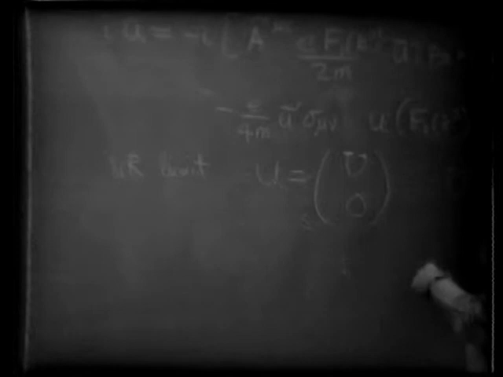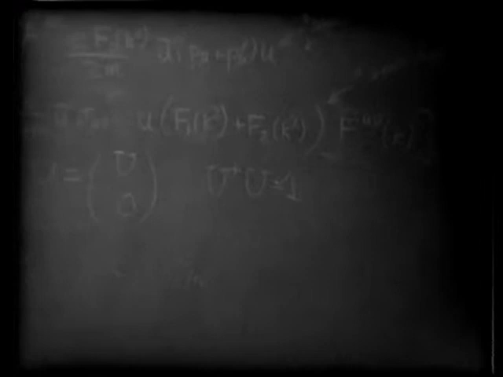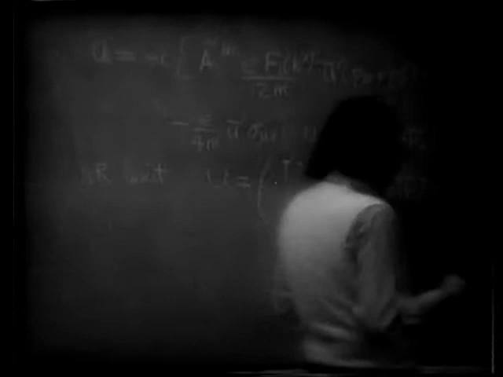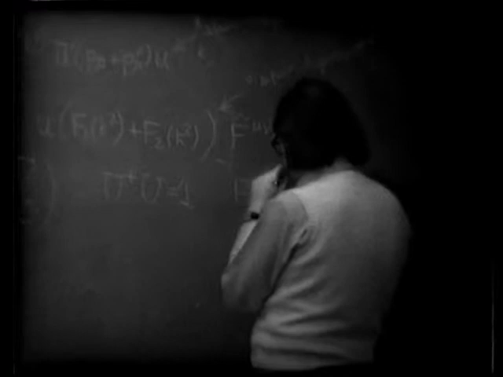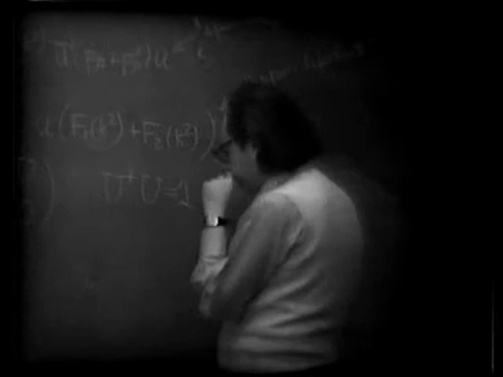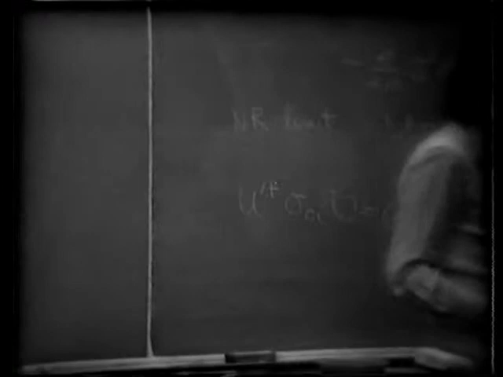I won't put a 2m in because I'd have to take that 2m out again when I go to the non-relativistic normalization of states. F of k squared, of course, I approximate as 0, so F1 of k squared I approximate by 1, and F2 of k squared I approximate by its value at 0, which I don't know, F2 of 0. In the non-relativistic limit, for spinors at rest, U prime adjoint, sigma 0 I, U, equals 0. Sigma 0 I, Lorentz generators, are pure off-diagonal. They mix up large components and small components.